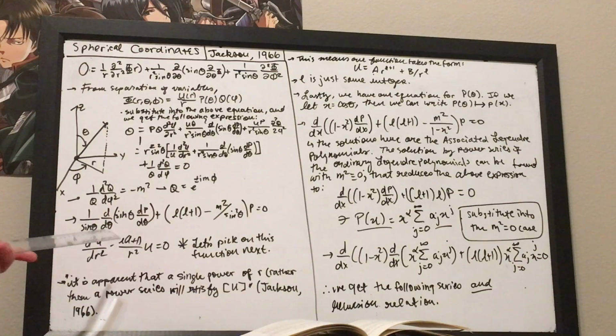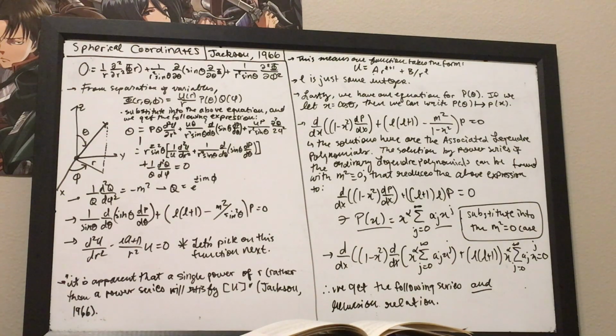Also, just as a side note, this L times L plus 1 term, L is also an integer. These come from the spherical harmonics, I believe, and we'll see how they come into play. Actually, they don't come from the spherical harmonics, they come from the Legendre polynomials and the associated Legendre polynomials, which then show up in the spherical harmonics later on down the road.